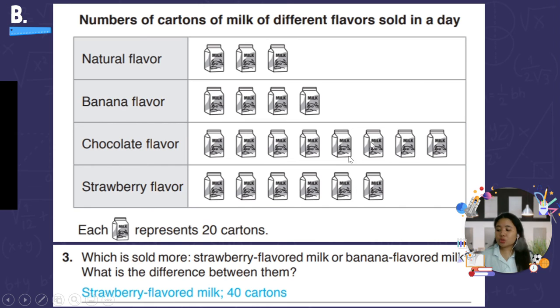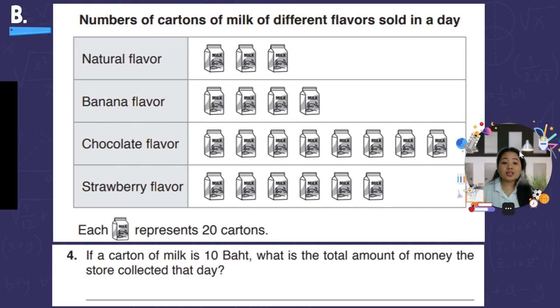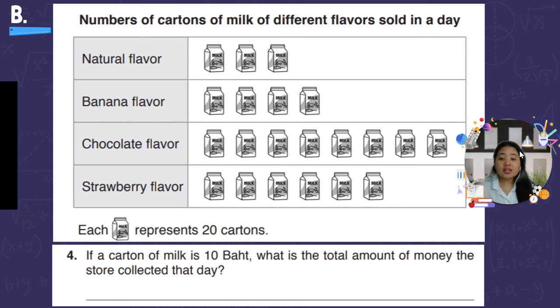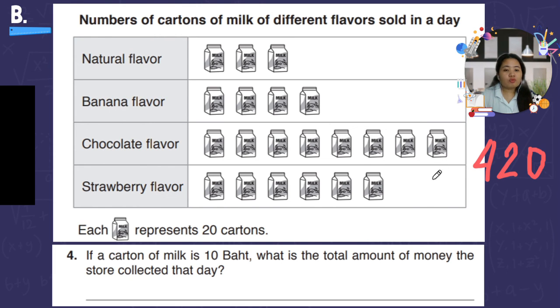Next, let's go to number 4. Number 4, if a carton of milk is 10 baht, what is the total amount of money the store collected that day? You remember your answer in number 2? It counts how many cartons sold in total. So what if it is 10 baht per carton? Okay, let's solve. 420, so there are 420, your answer in number 2, right? 420 times 10 baht each.